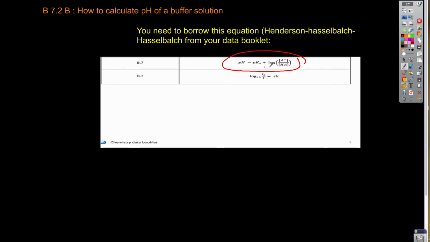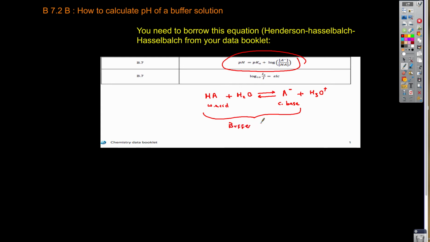Now this applies to any buffer, and you can have HA to represent a weak acid, and when it donates its hydrogen to a base such as water, it creates an equilibrium because it's weak, to give you conjugate base and hydronium ion. So this is conjugate base. Now the combination of the weak acid and conjugate base, these two together, creates a buffer.